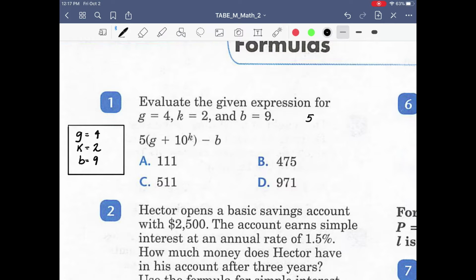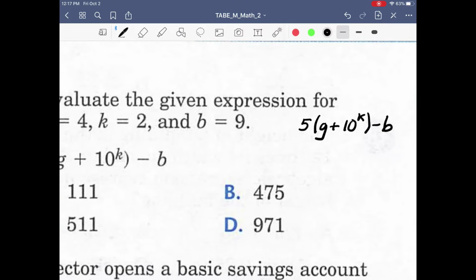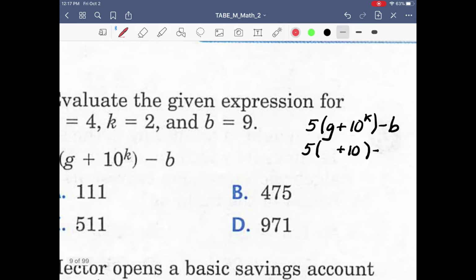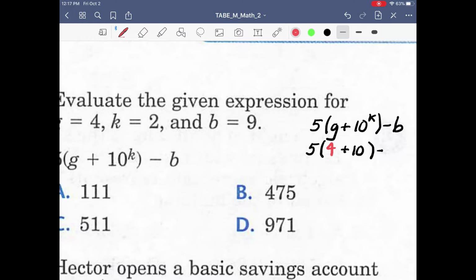We have 5G plus 10 to the K power minus B. So we need to substitute. We need to go in here and put in our variables as directed. So remember, I told you to rewrite your problem, leaving spaces for your variables. G is worth 4. K is worth 2. And B is worth 9.